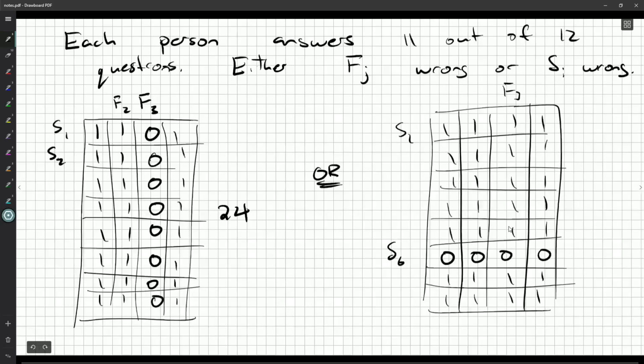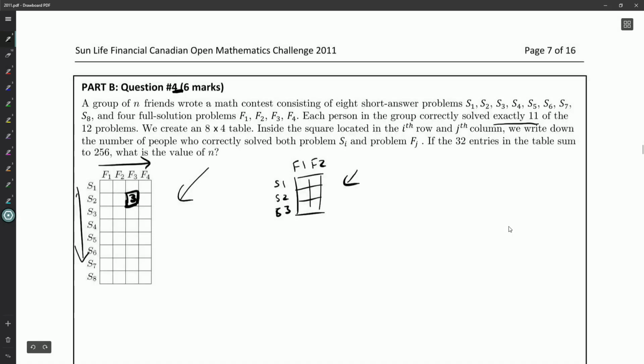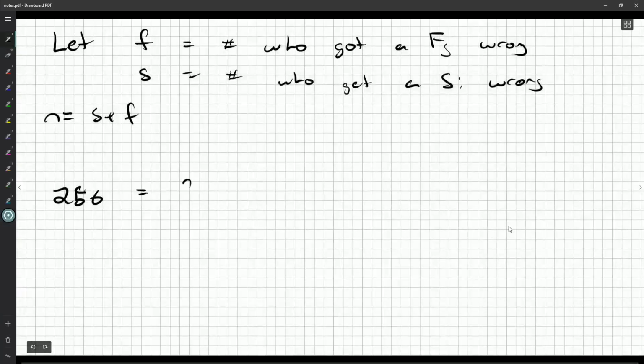Any chart that we make, any way to fill in our 8x4 table, is just going to be sums of charts that look like this one, where one column is all zeros, and charts that look like this one, where one row is all zeros. We just add up so many of these. And so here we contribute 28 to the total sum. So let F be the number who got an Fj wrong, and S be the number who got an Si wrong. We know N is going to be the sum of S plus F. And we know the total, 256, the sum of all the entries, is going to be F times 24 plus S times 28.